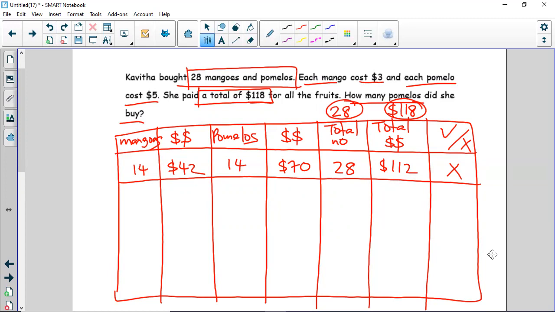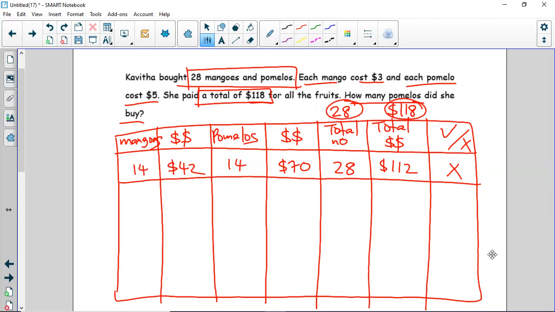So which means that I must what? I have to increase the pomelos because they cost more, right? I have to increase the pomelos so that my total money can increase as well. Why? Because they are more expensive. Okay, this is how you guess, how you make a clever guess, right?